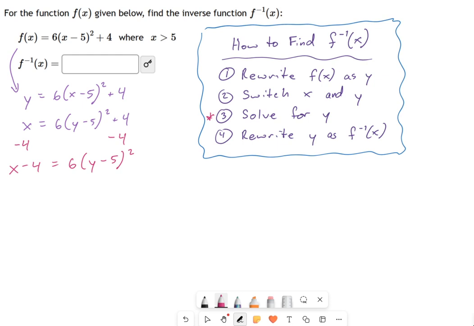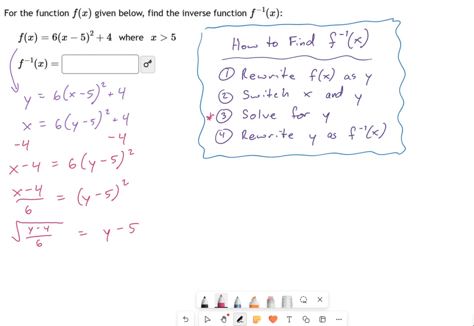Okay, well, what's the next thing stopping y from being by itself? You work from the outside in. I need to divide by that 6. So after I divide by 6, I get the following: (x minus 4) divided by 6 equals (y minus 5) squared. What's the next thing stopping y from being by itself? Well, it's that squared business. So I'm going to take the square root of both sides. Square root of (x minus 4) over 6. And I square root the right side and it just whacks the squared. So it's just y minus 5.